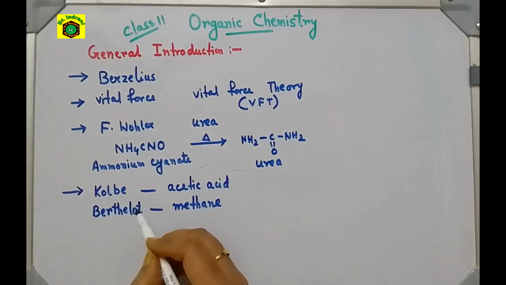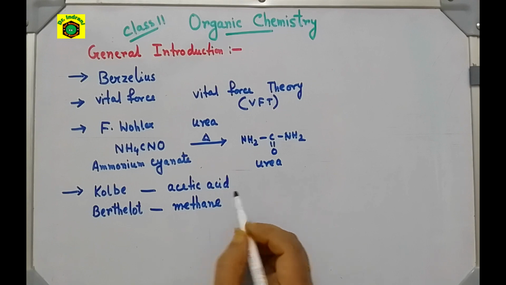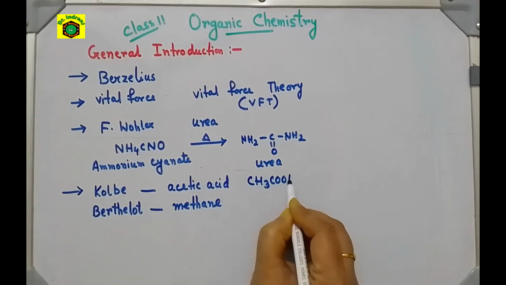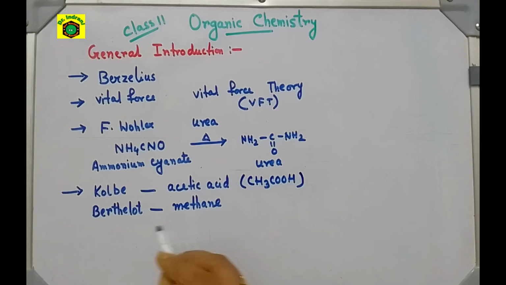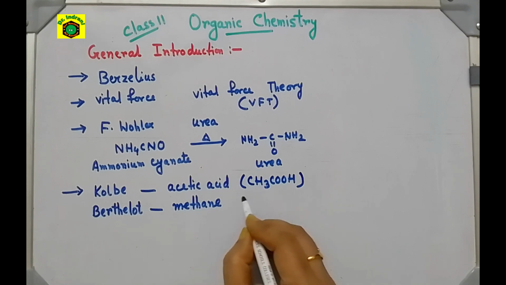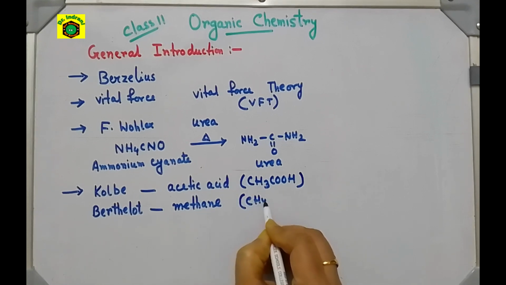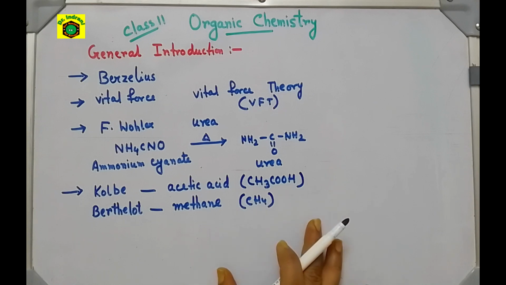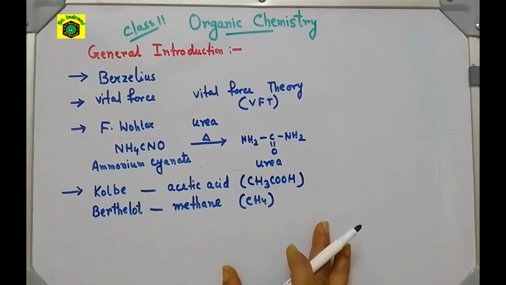In 1845, Kolbe synthesized acetic acid. Acetic acid is CH3COOH. And Berthelot in 1856 synthesized methane. So, formation of these organic compounds showed that organic compounds could be synthesized in a laboratory. Nowadays, most of the organic compounds are prepared in the laboratory.